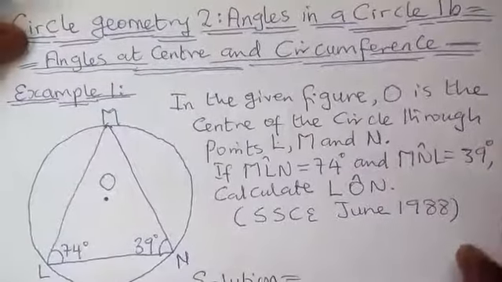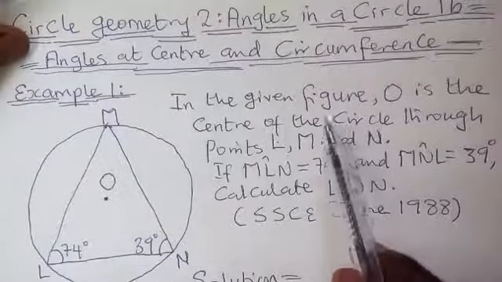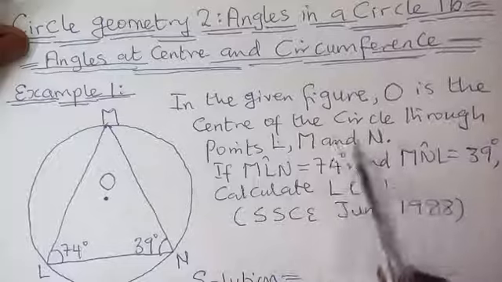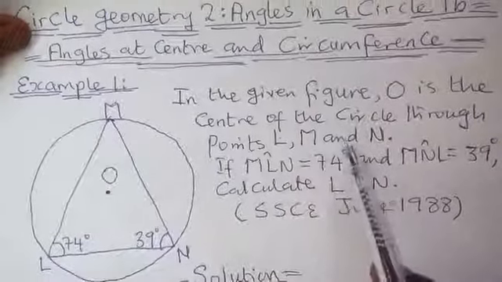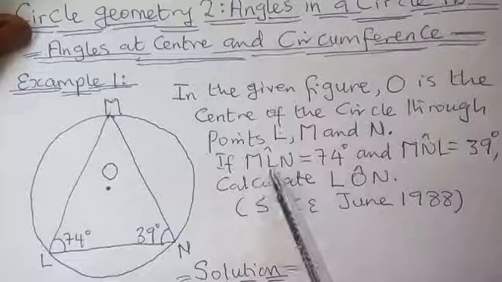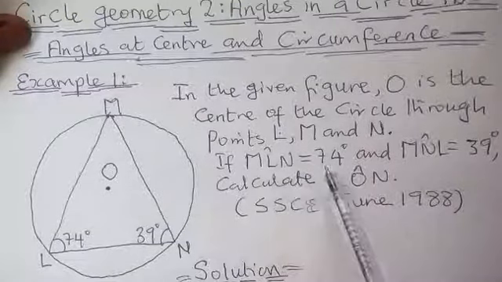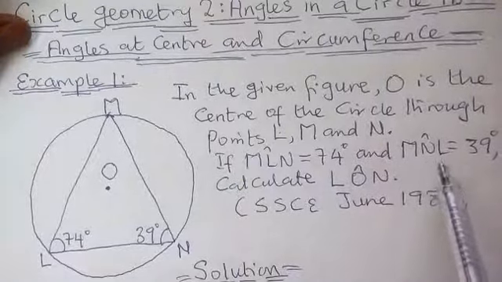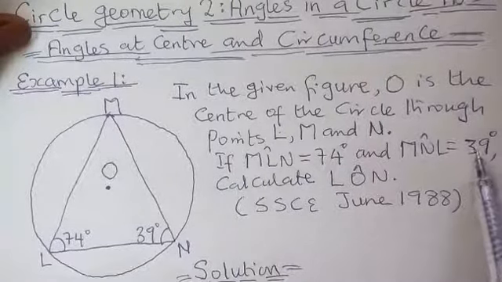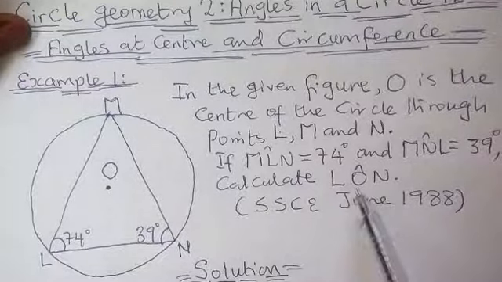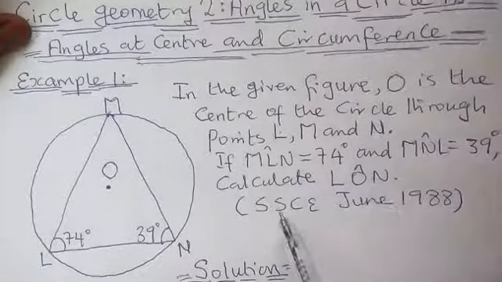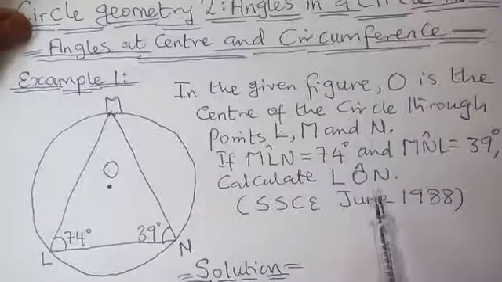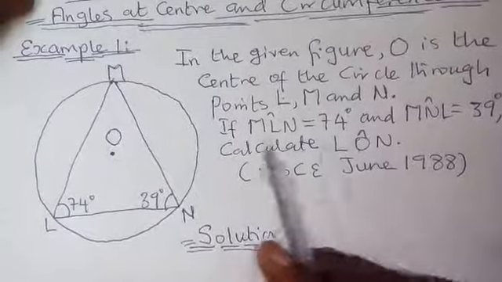It says here, in the given figure, O is the center of the circle through points L, M, and N. If angle LMN is equal to 74 degrees and angle LNM is equal to 39 degrees, calculate angle LON. And this is an SSCE June 1988 question. Now let us look at the diagram.